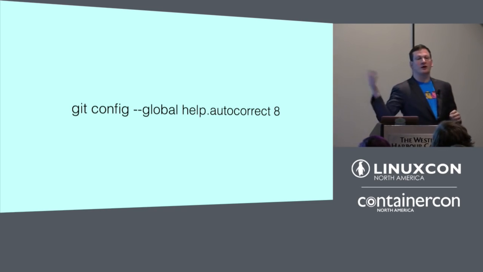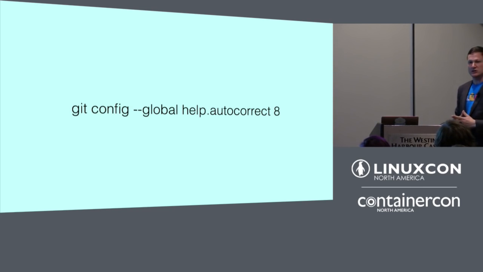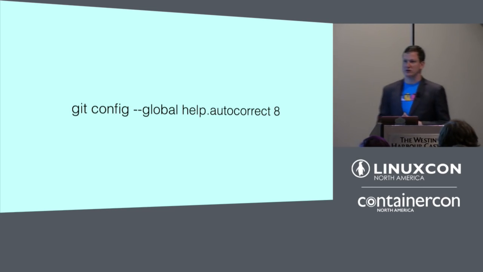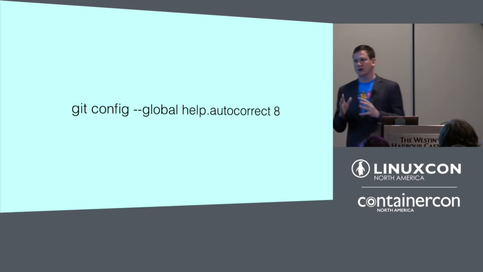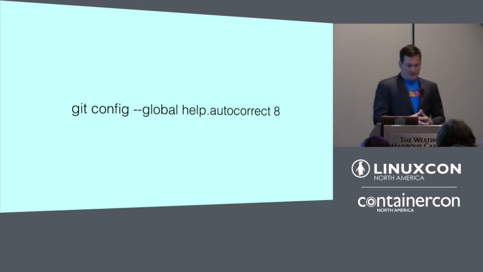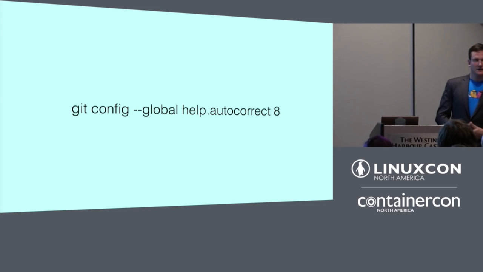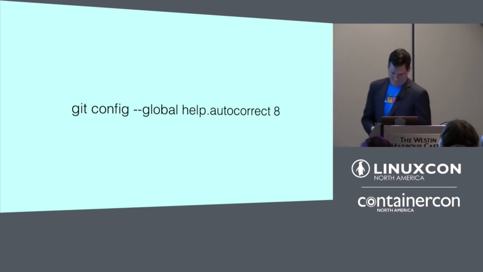The help.autocorrect turns the toggle on, and the 8 is tenths of a second you have until the command executes. You can set that to 80 and have an 8-second long wait of shame while you sit there and reflect on your poor typing skills.